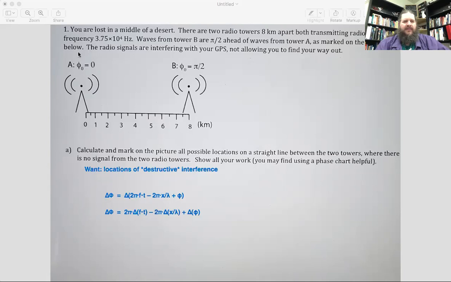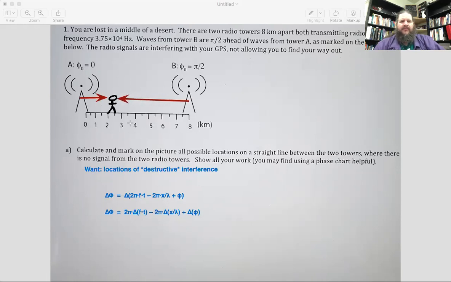And let's say you're standing somewhere in between here. Let's say you're standing at some in-between location. We don't know where, so let's just say right here. So here's your location, and we're talking about waves from both of these towers approaching your location. So this wave and this radio wave.